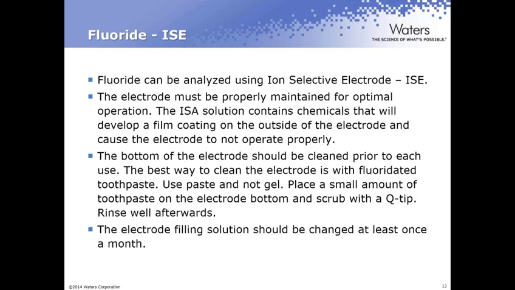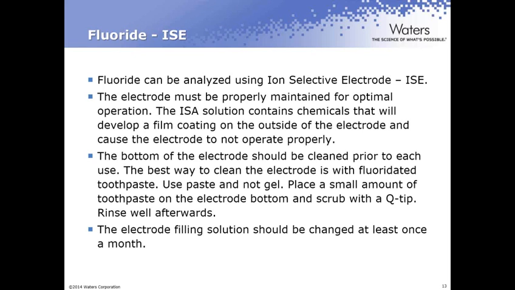Fluoride analysis by ISA involves the use of an ionic strength adjuster, or an ISA solution. That solution will contain chemicals that will develop a film coating on the outside of your electrode, and it will cause the electrode to not operate properly. You won't get proper reception, you won't get proper contact with the reference electrode, and it will cause slow response and improper results.